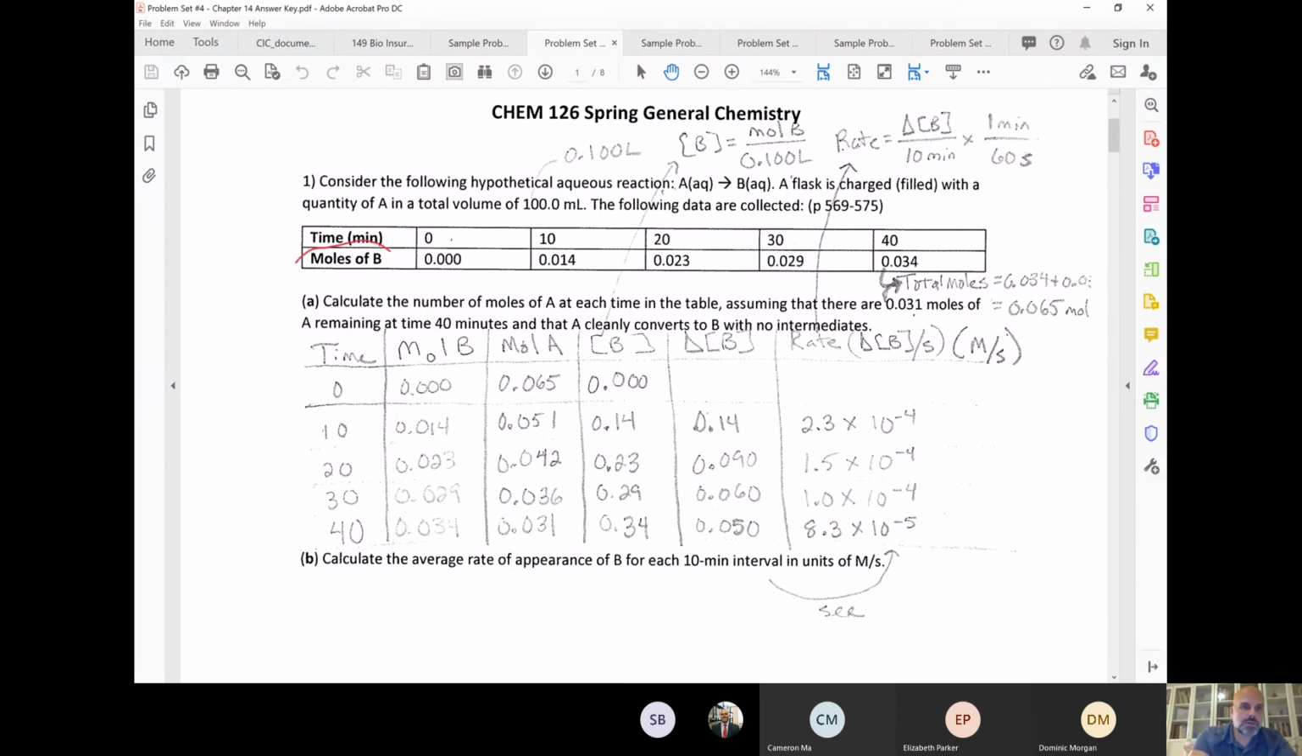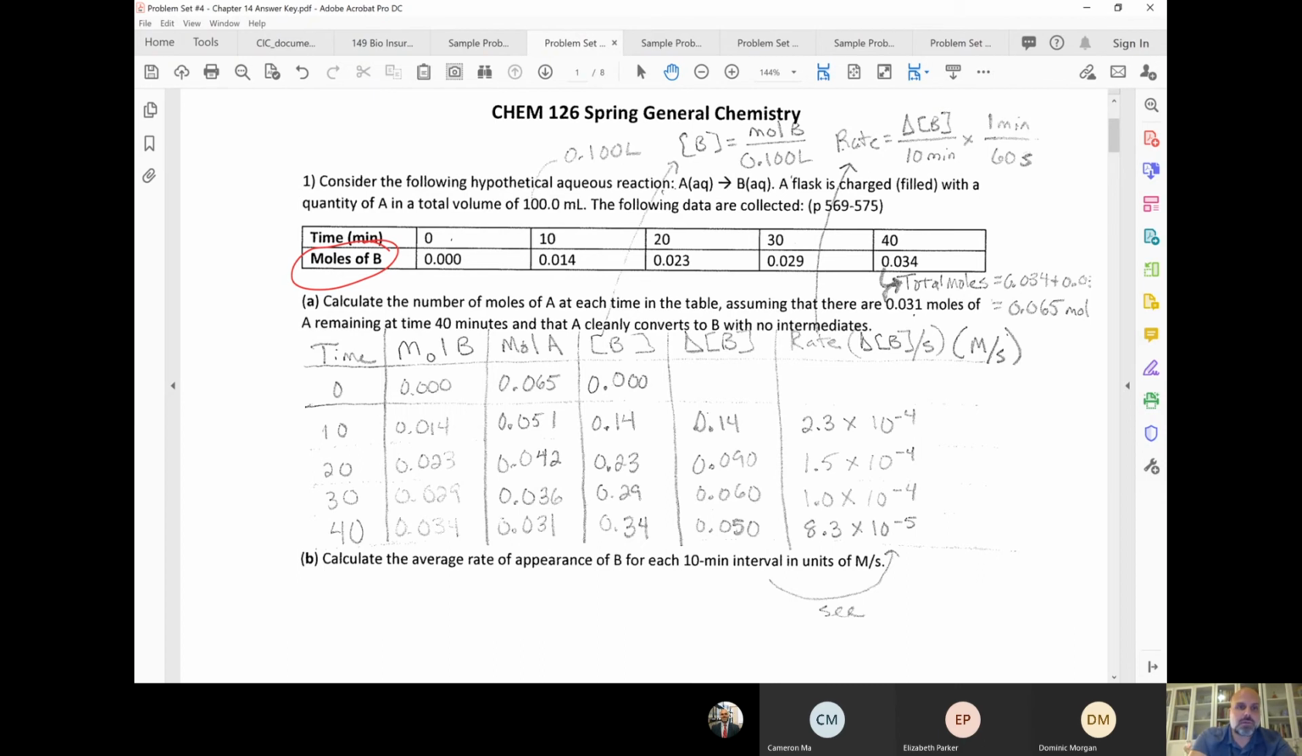What we're measuring here is the rate of formation of product, right? We're increasing the amount of product, so that's what we're seeing over time. We're not seeing disappearance. But then question A says, calculate the number of moles of A at each time in the table, assuming that there are 0.031 moles of A remaining at time 40 minutes, and that A cleanly converts to B with no intermediates.